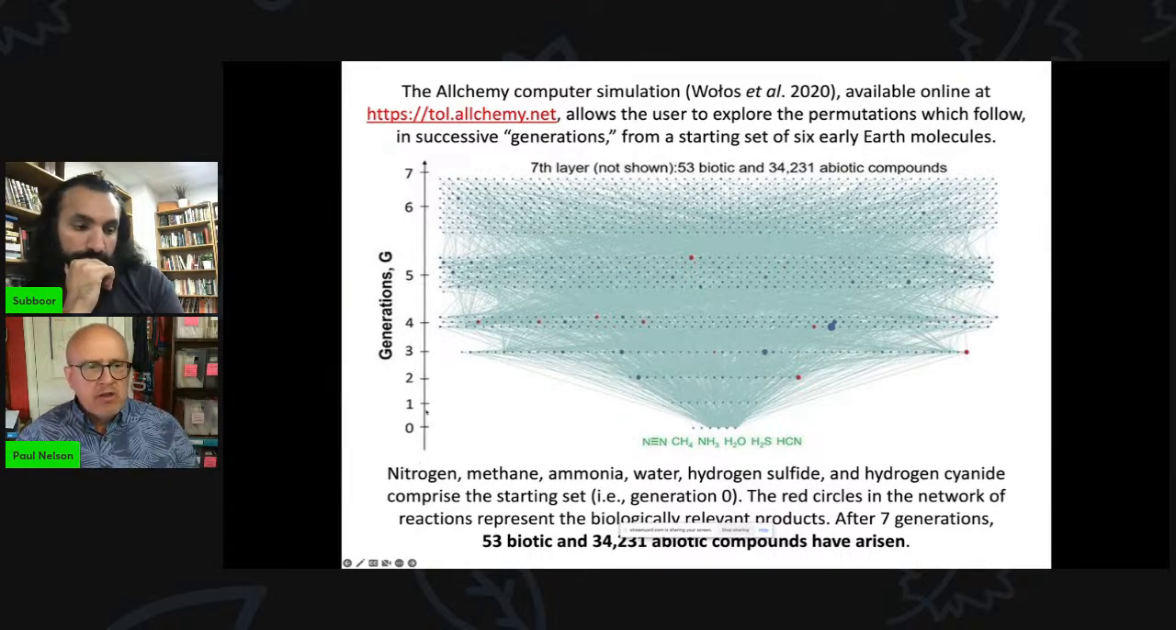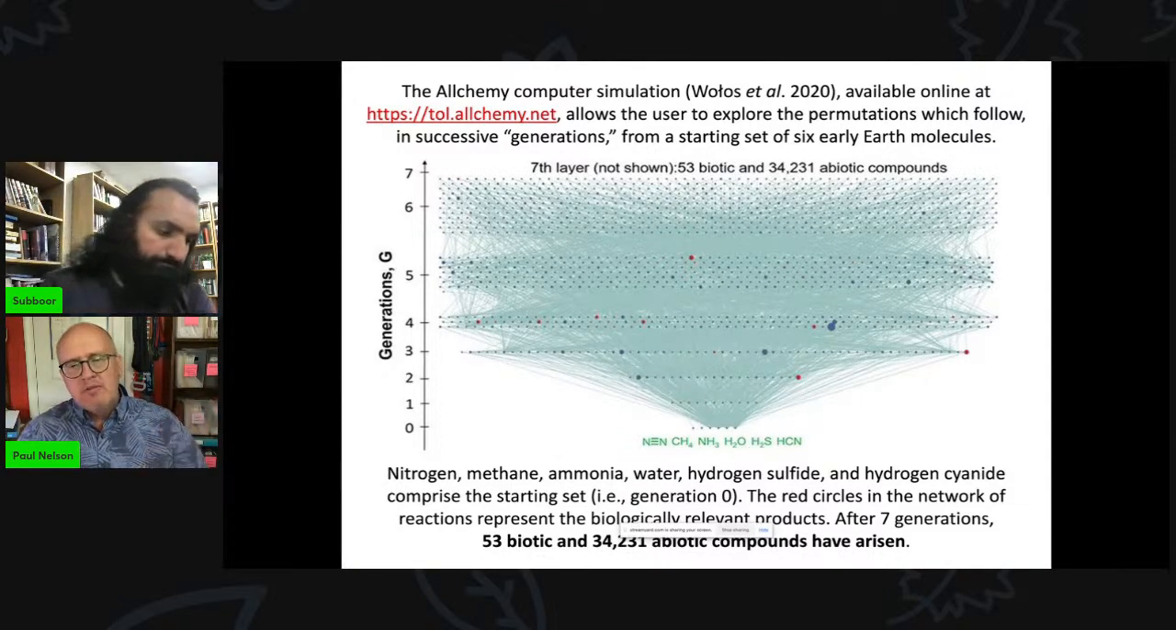How many possible interactions are there among these starting points? So here along the vertical axis, you can see the number of generations, where when chemicals combine, then you let them recombine and so forth. These lines going up are the interactions among these chemicals. They haven't shown the seventh layer because it's enormous. The number of products just explodes.